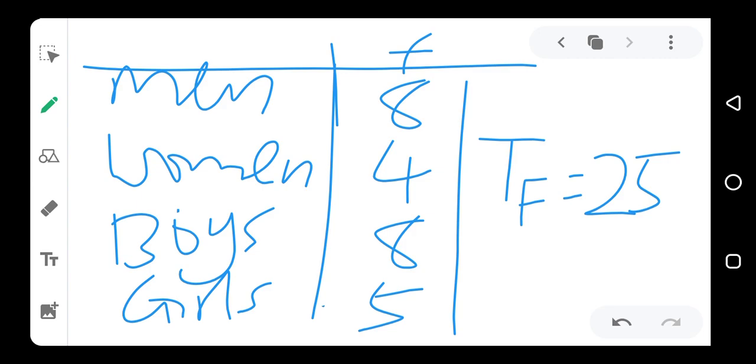The next thing we have to do is to find the ratio of each of the frequencies. That is, we take the one for men and divide it by the total frequency. We take the second one, we divide it by the total frequency, we take the third one, we divide it by the total frequency, we take the fourth one, we divide it by the total frequency. That will give us the ratio of each of the data.